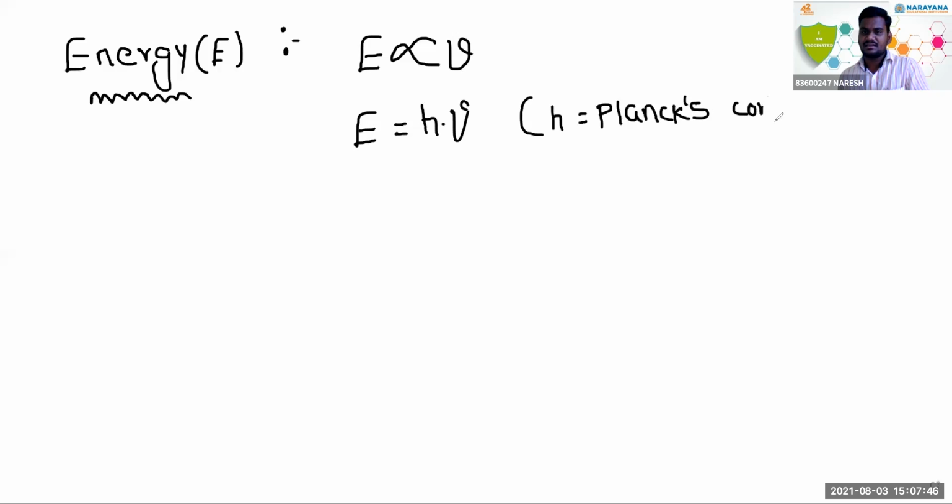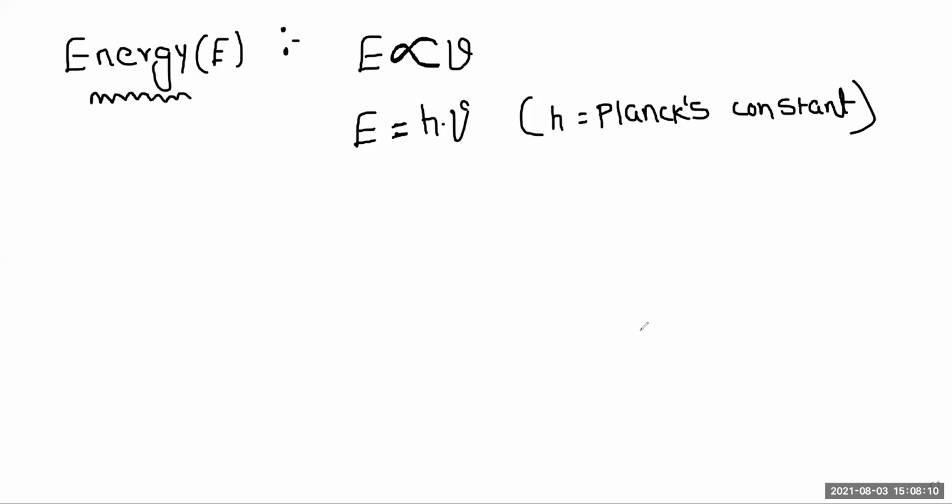So energy is directly proportional to frequency. Why? Because as frequency increases, energy increases, and as energy increases, frequency increases. So E is proportional to nu, with constant h, E equals h nu. Here h is called Planck's constant. Sir, if energy is more, the frequency of that wave is more?